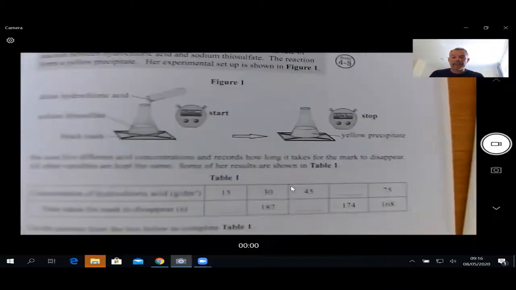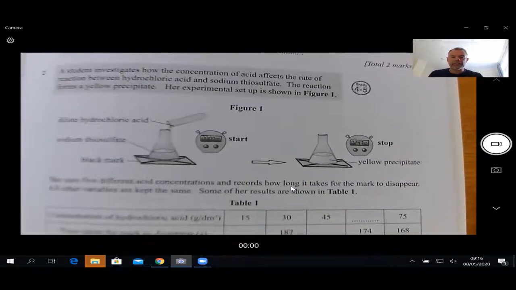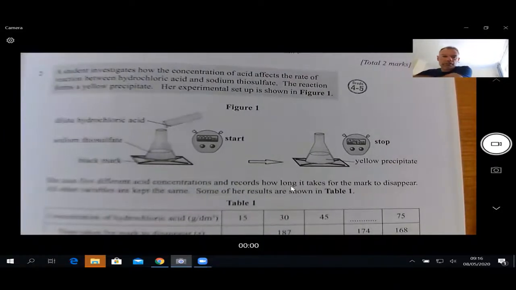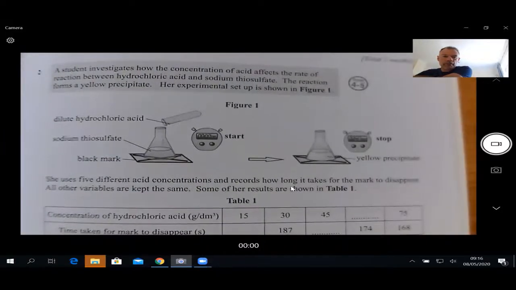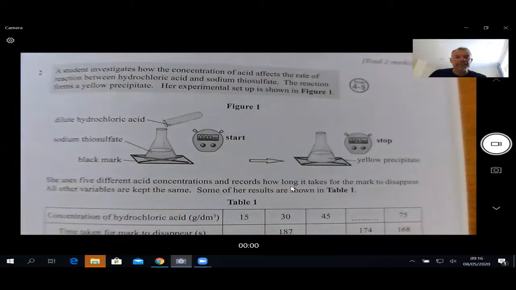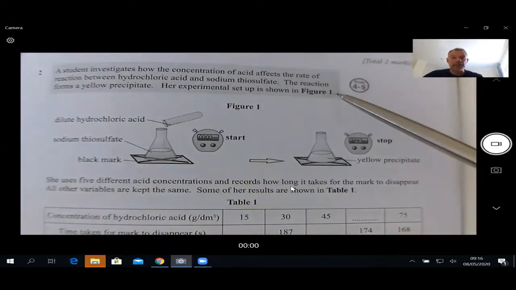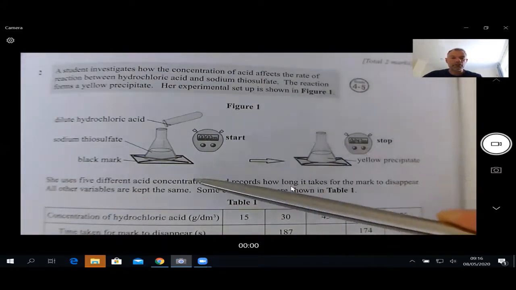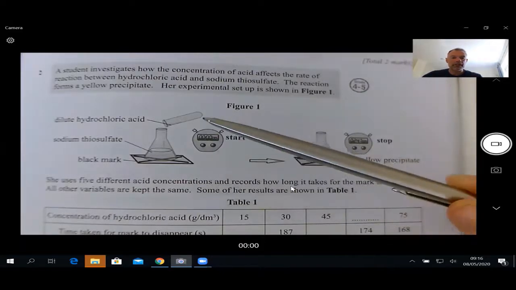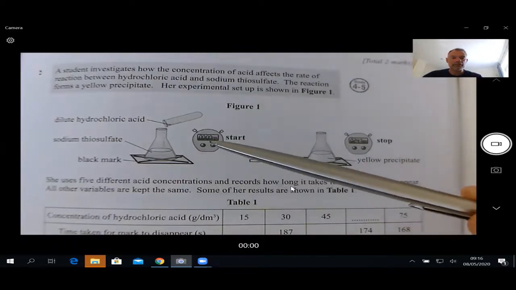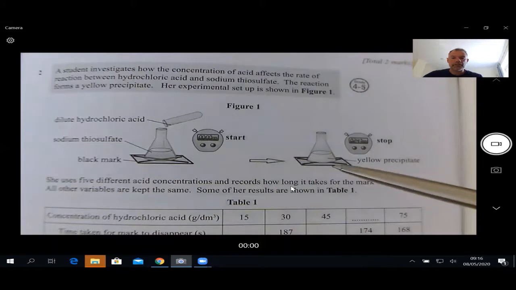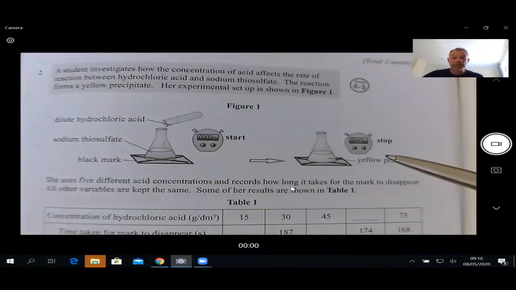Okay, here's another sort of thing you get. This is actually from the workbook. Let me see if I can just sharpen that a little bit. Okay, a student investigates how the concentration of acid affects the rate of reaction between hydrochloric acid and sodium thiosulphate. The reaction forms a yellow precipitate. Her experiment is shown up here. So we've got our cross there, look. We've got hydrochloric acid, sodium thiosulphate. You start the stop clock, it goes cloudy, and you stop the stop clock when you can't see the cross anymore, just like what was in the video.